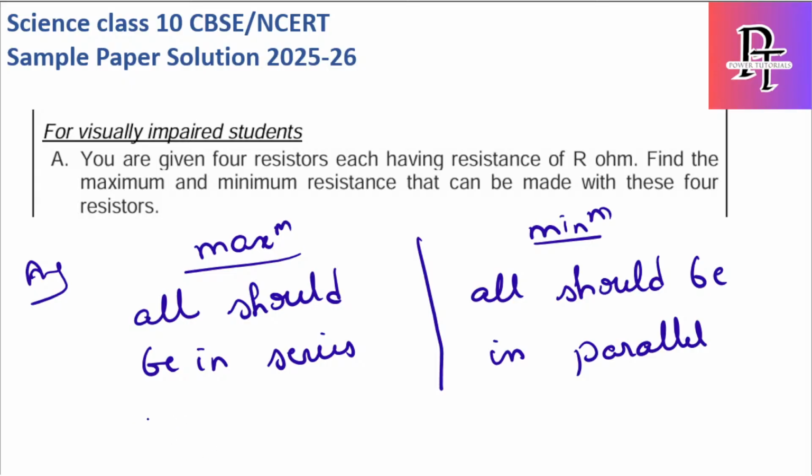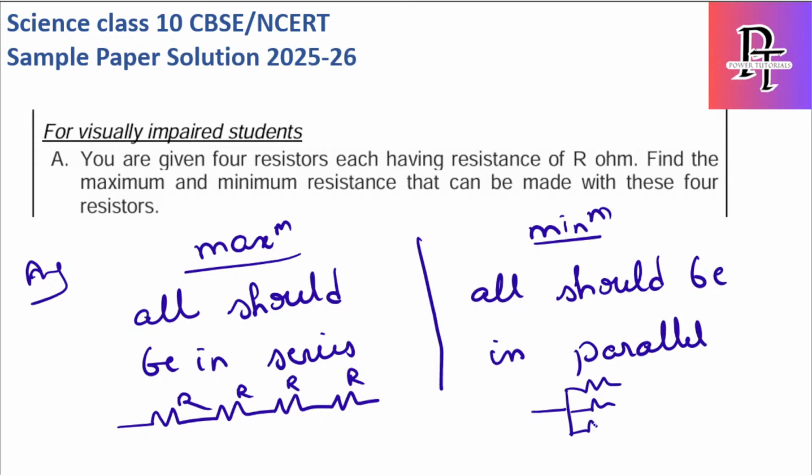Okay, so Ramu, can you try and tell me the answer? If 4 resistors are in series, what is the effective resistance? And if all are in parallel, what is the effective resistance? Yes, Hafiz, you are correct. Maximum should be 4R ohms. Very good. Ram and Hafiz, you are doing very good. Minimum is 4 by R.